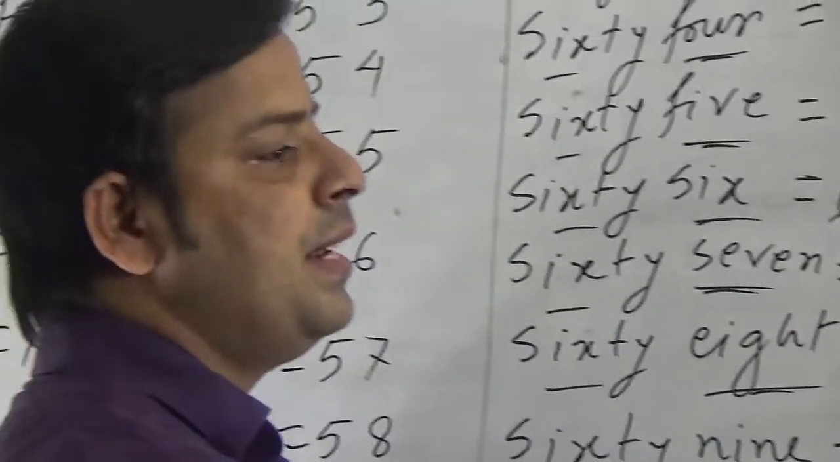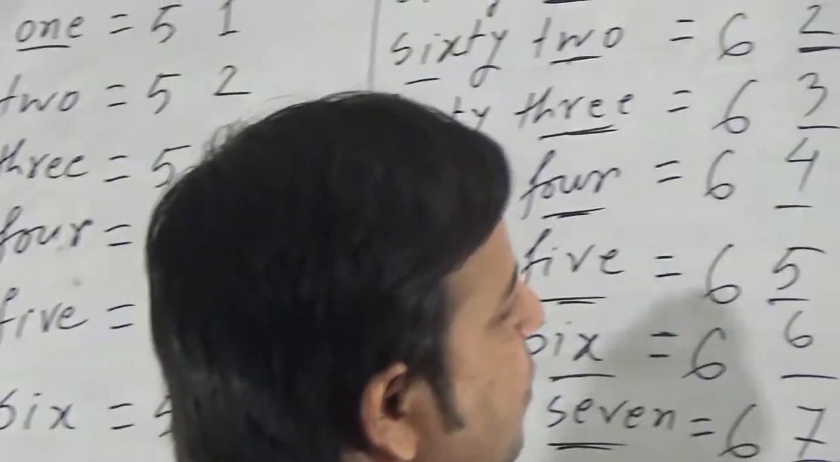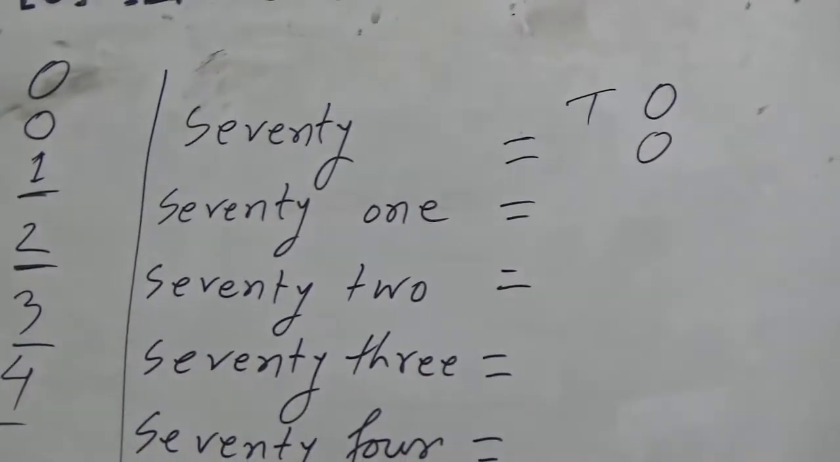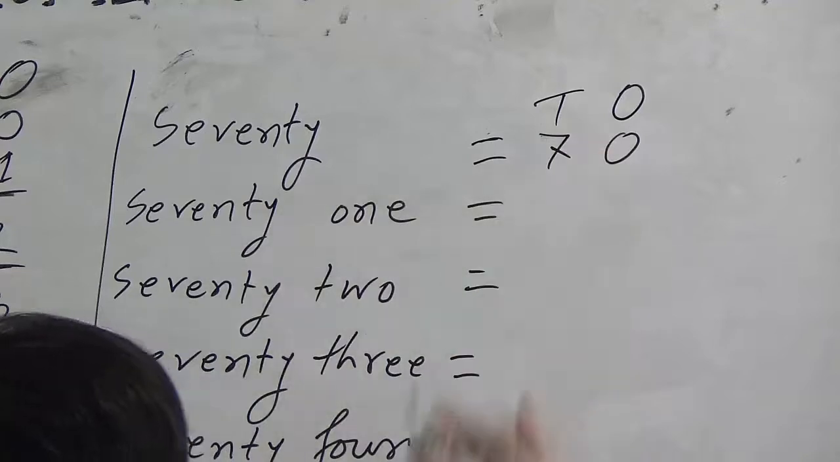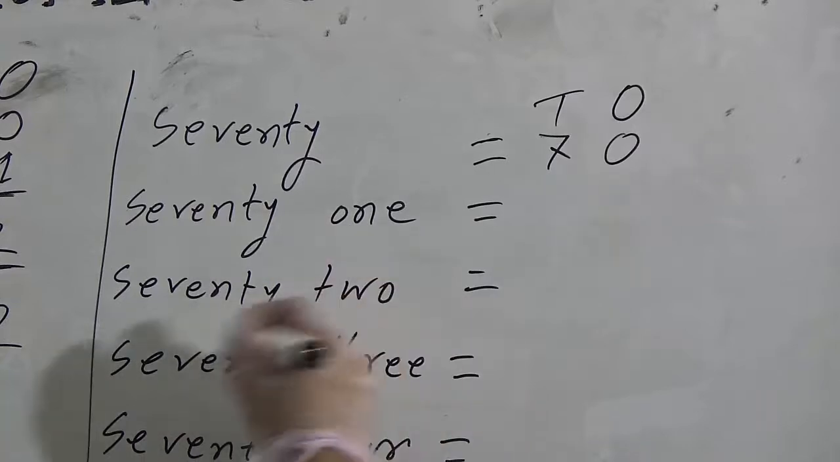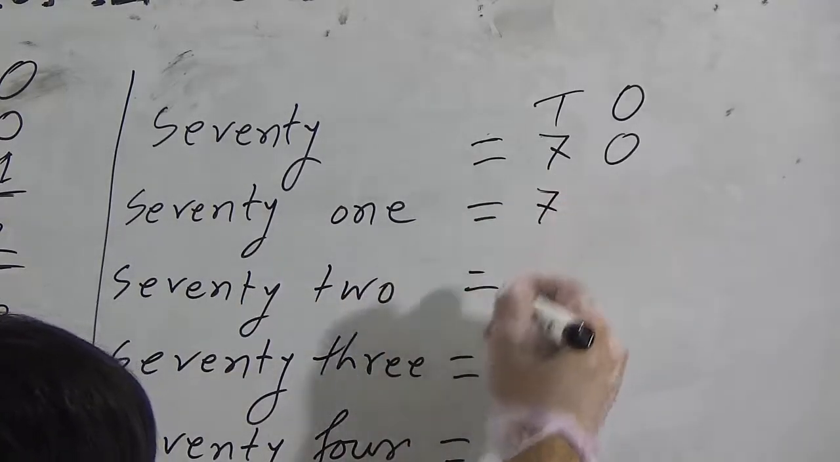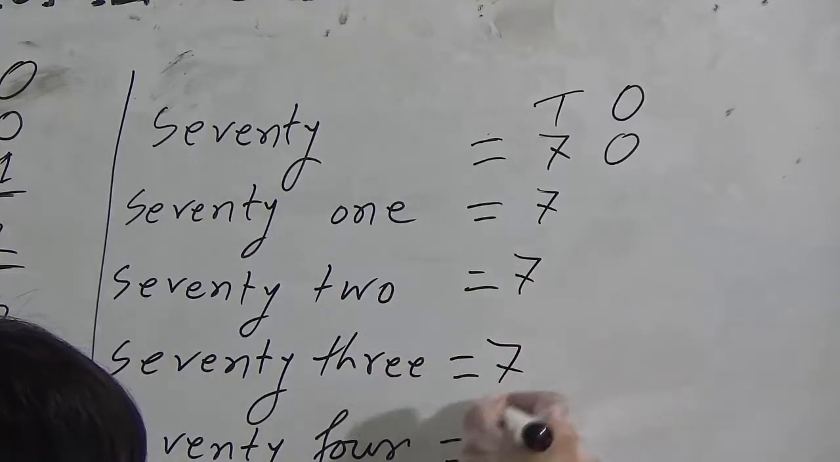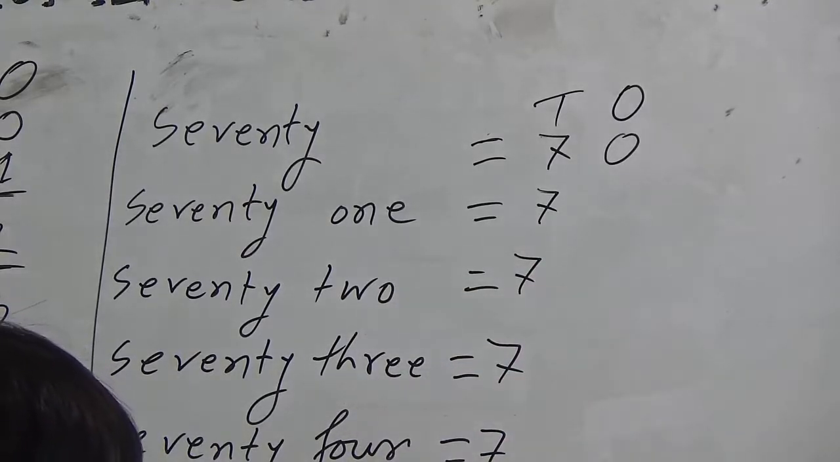Then after 69 our next number is 70. To write 70 we have to write 0 in ones position and 7 in tens position. Now after 70 we have to write 71. To write 71 tens position remains same. In all the cases tens position always remains same, so we can write tens position at first also.